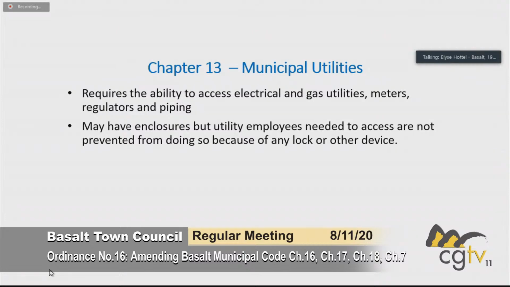And then chapter 13, the municipal utilities. This really has to do with access for firefighters and utility employees to access electrical and gas utilities, meters, regulators, and piping.